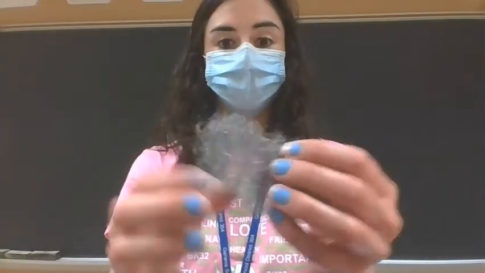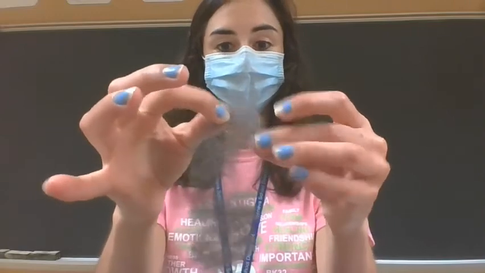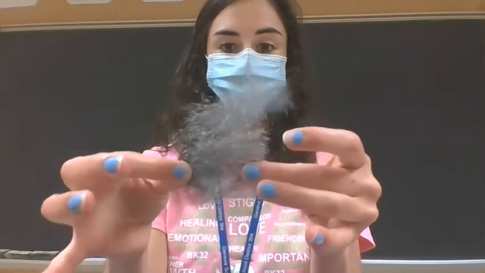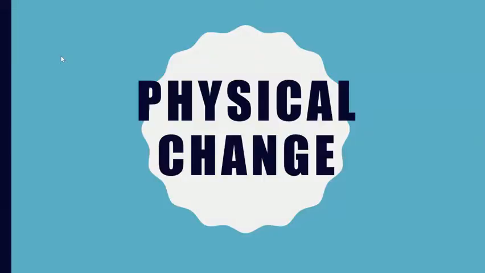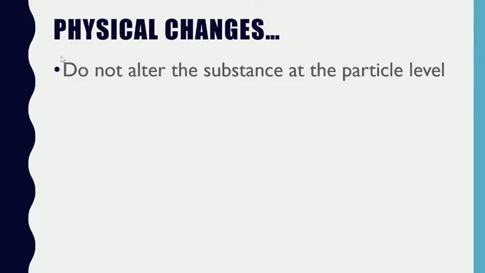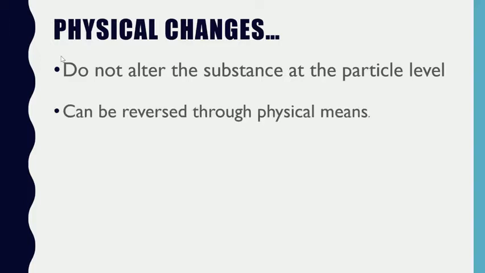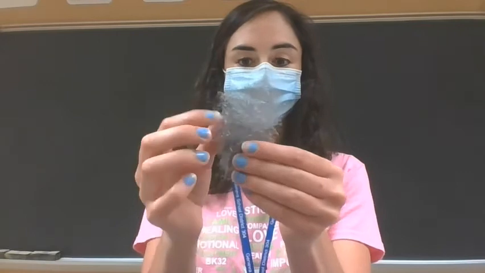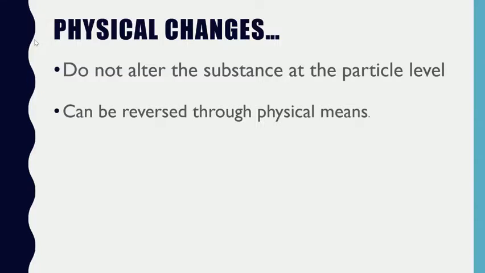For instance, when we pulled apart the steel wool, we didn't change the identity of the substance. It may look a little different, but we still have steel wool. It's the same thing. This is going to be what we call a physical change, okay? Physical changes do not alter the substance at the particle level. So what that means is we have the same stuff chemically, it just looks a little different. And what's cool is we can reverse these through physical means. For instance, if we look at our steel wool, we can easily push that back together. We can easily undo that physical change.